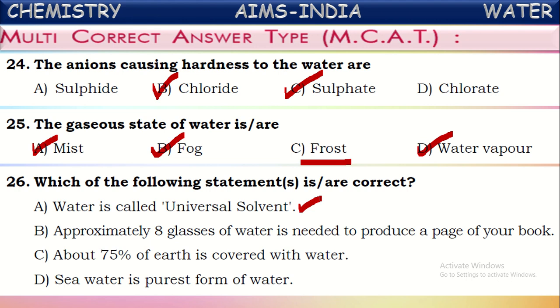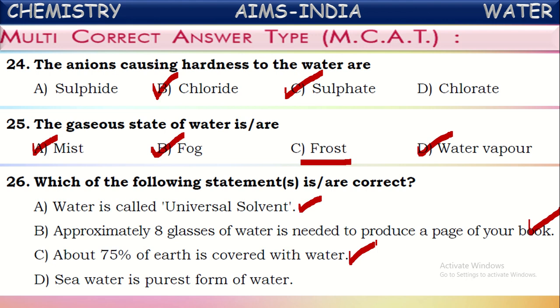And the second statement, approximately 8 glasses of water is needed to produce a page of your book. Yes, it is also correct. In the preparation of paper, a large amount of water is used in the process of paper making, the purification of wood pulp and dissolving. It is also correct. And even the next one, about 75% of the Earth's surface is covered with water. Yes, it is also correct. Around two thirds or 75% of Earth's surface is covered with water, almost in the form of oceans and seas.